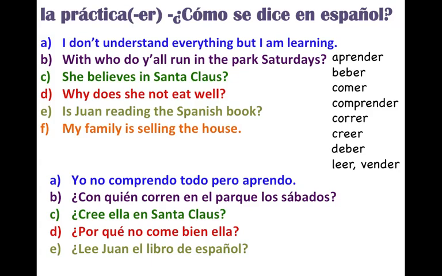And finally, my family is selling the house. My family sells the house. My family does sell the house. Keep it simple. Mi familia vende la casa.